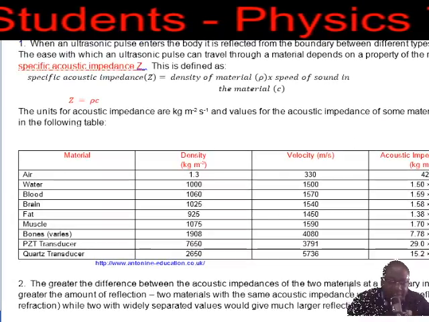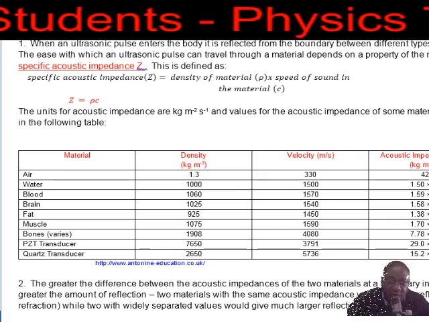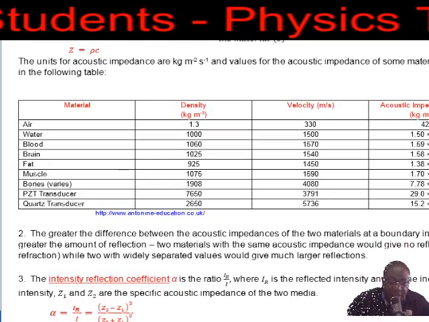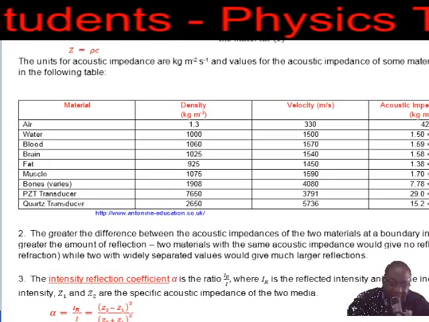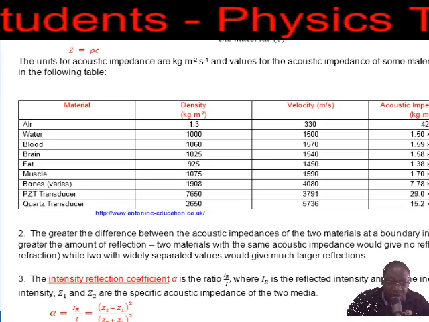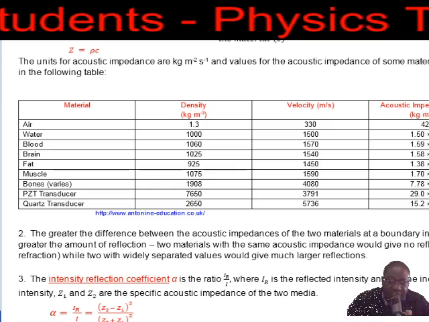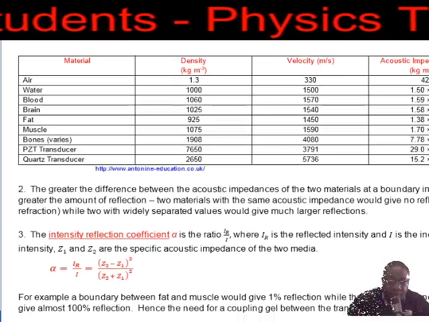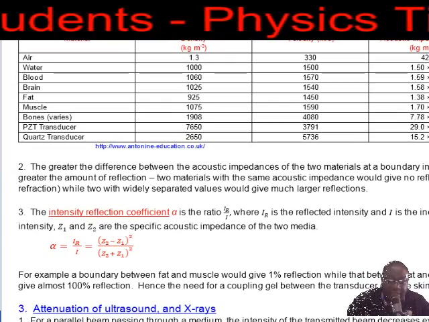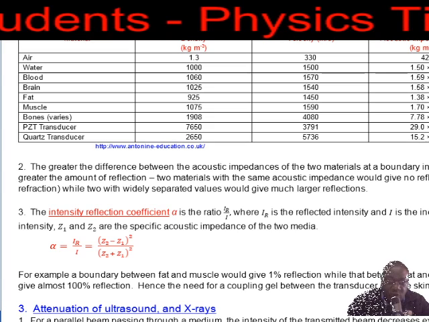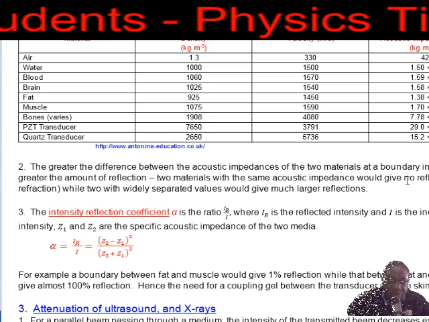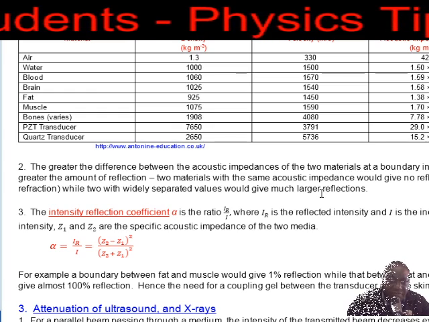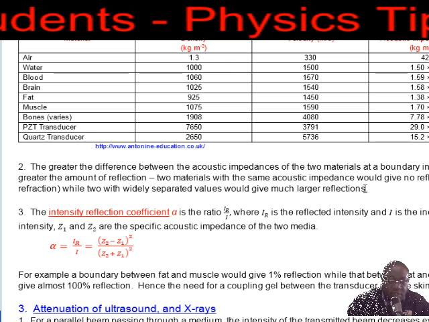The greater the difference between the acoustic impedances of two material media, that is at boundaries in the body, the greater the amount of reflection. Two materials with the same acoustic impedance would give no reflection, that is, all the ultrasound will be transmitted, in other words absorbed into the body, so there will be no reflection, while two with widely separated values would give much larger reflections.